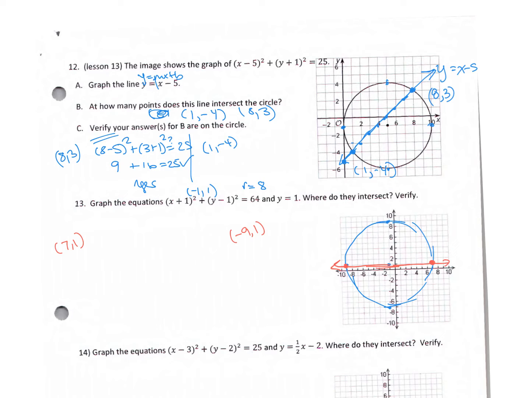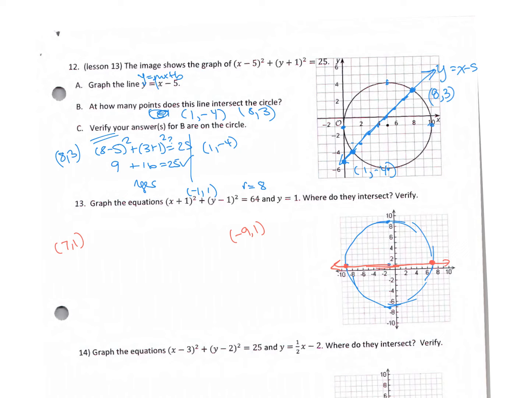Hey, I forgot to hit that record button. So first I graphed the blue circle. I counted up 8, and I counted right 8, counted left 8, or you could just use your numbers and subtract to find out where you're supposed to be. And I drew my blue circle. And then I had to graph the line y equals 1. So I went to y equals 1 on the y-axis, and I drew my horizontal line. And it looks like it's intersecting at (7, 1) and (negative 9, 1). And they say, where do they intersect?